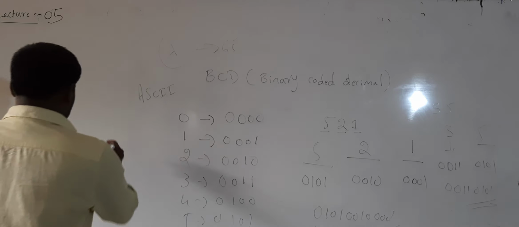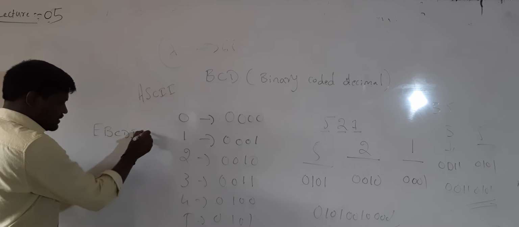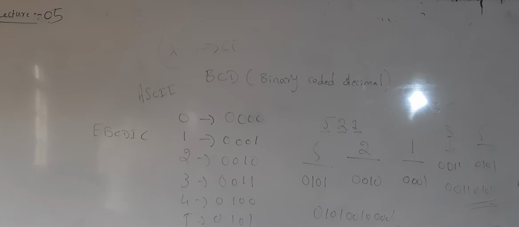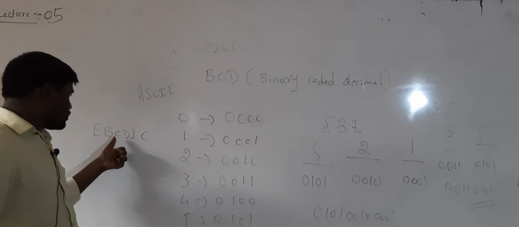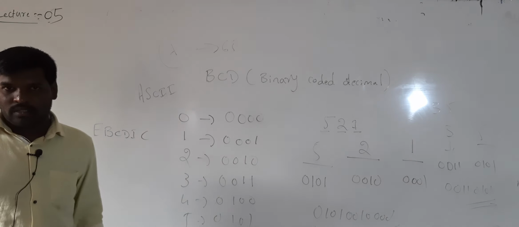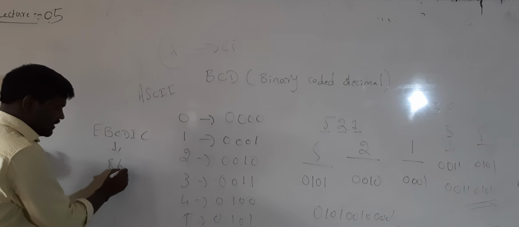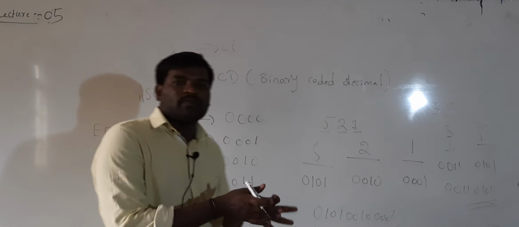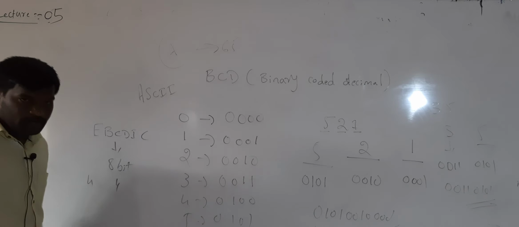Another one is EBCDIC, which stands for Extended Binary Coded Decimal Interchange Code. Again, this is also a type of code. It consists of 8-bit format, and the 8-bit format is divided into two parts: the first 4 bits and another 4 bits.